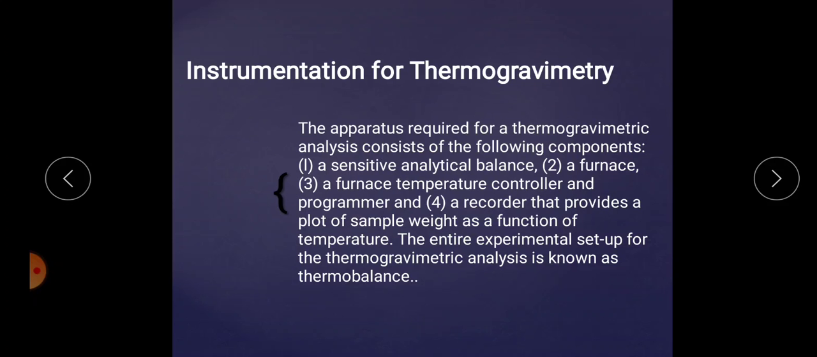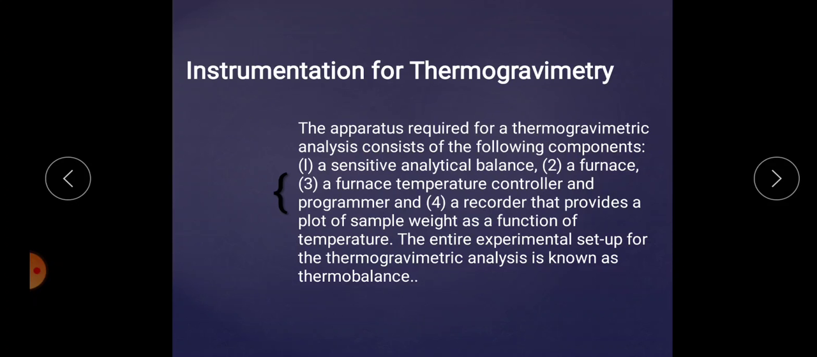Okay, so instrumentation for thermogravimetry. The apparatus required for a thermogravimetry analysis consists of the following components. First, a sensitive analytical balance which measures the weight of the sample with respect to the temperature. Means, time to time the weight is observed with respect to the temperature of the sample. Second, a furnace which supplies heat to the sample in a linear, controlled manner.